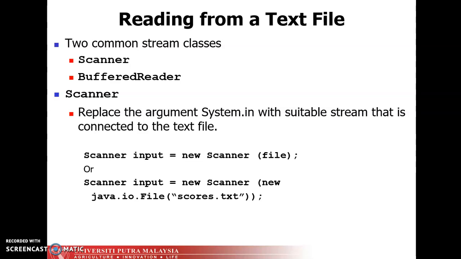Normally, we read input from the keyboard using Scanner with a System.in command. However, when we deal with input from a file, we replace the argument System.in with a suitable stream that is connected to the text file. The following example illustrates how we should declare the Scanner stream and connect it to the targeted input file. We have to declare the java.io.File library, including the file name.